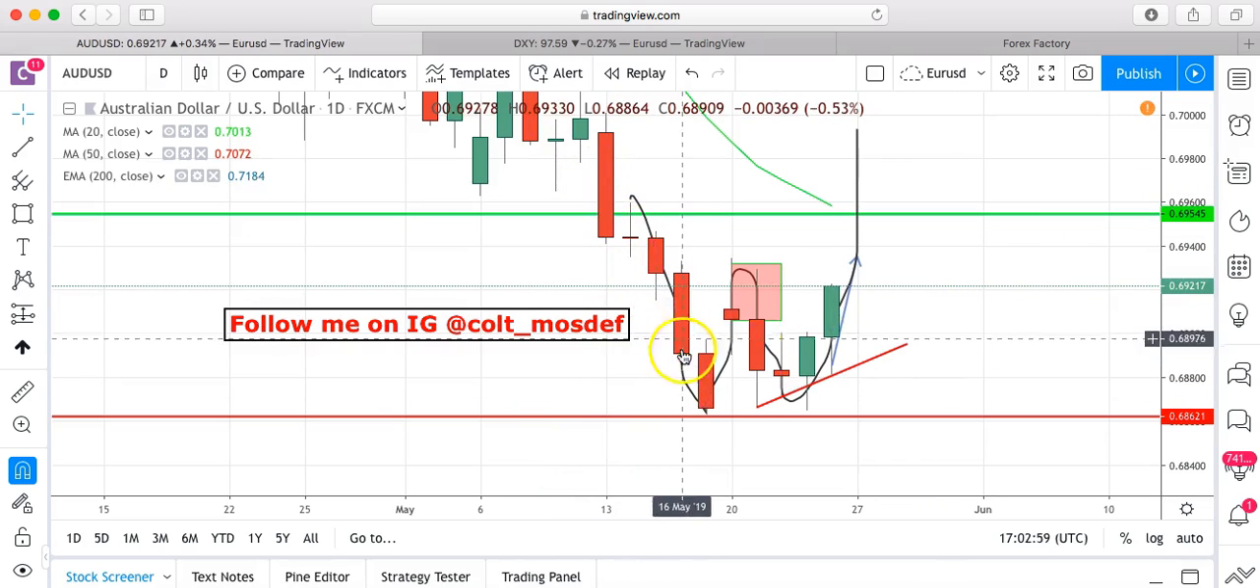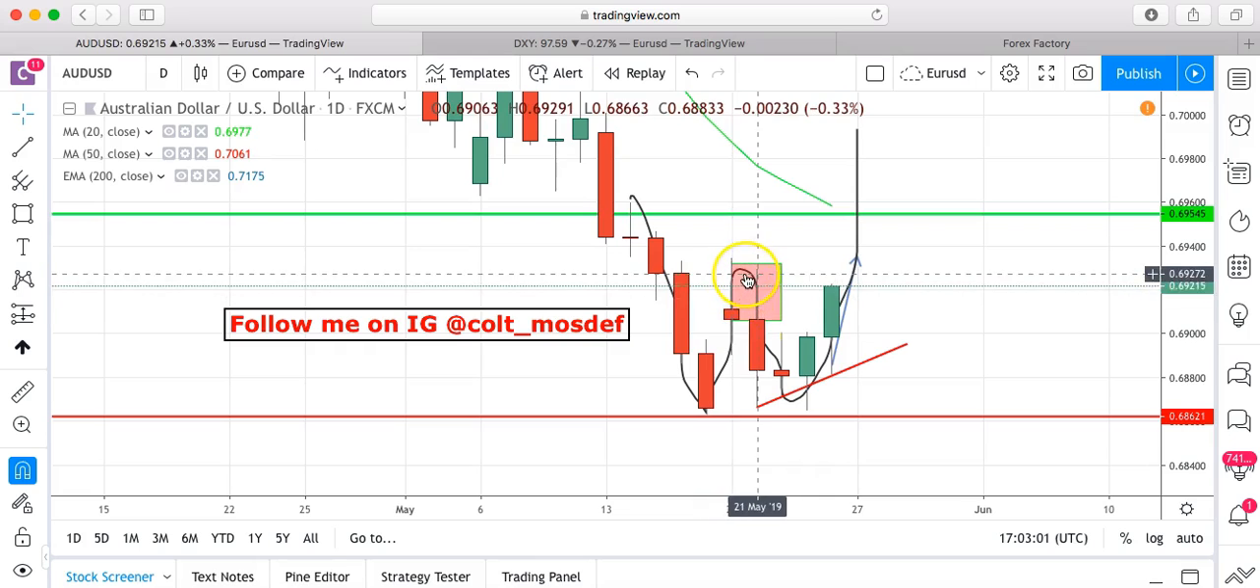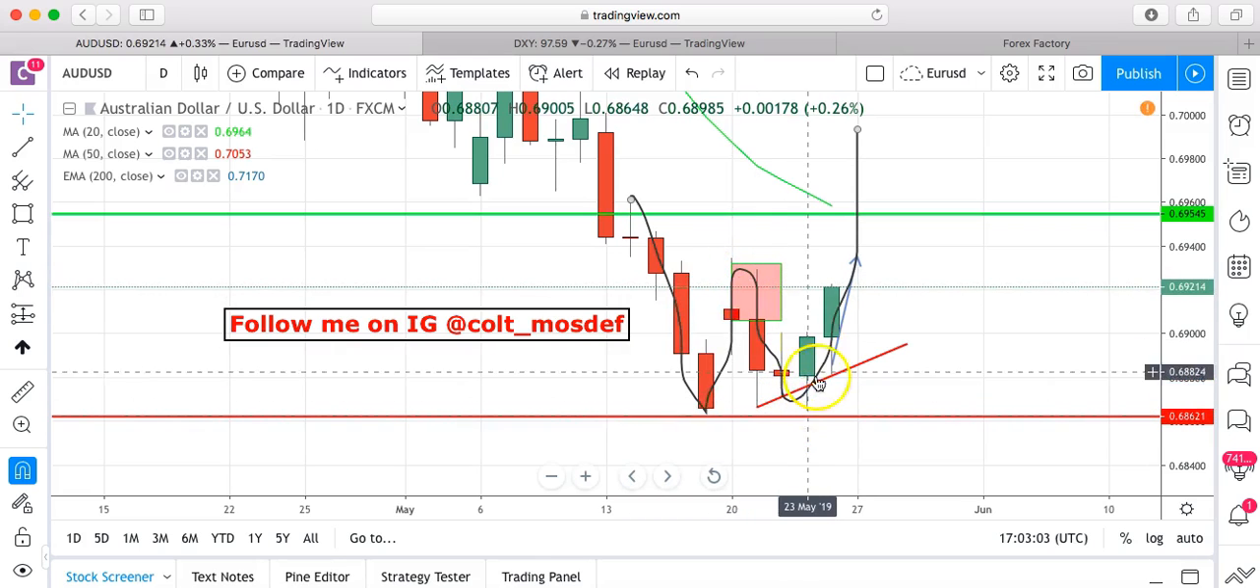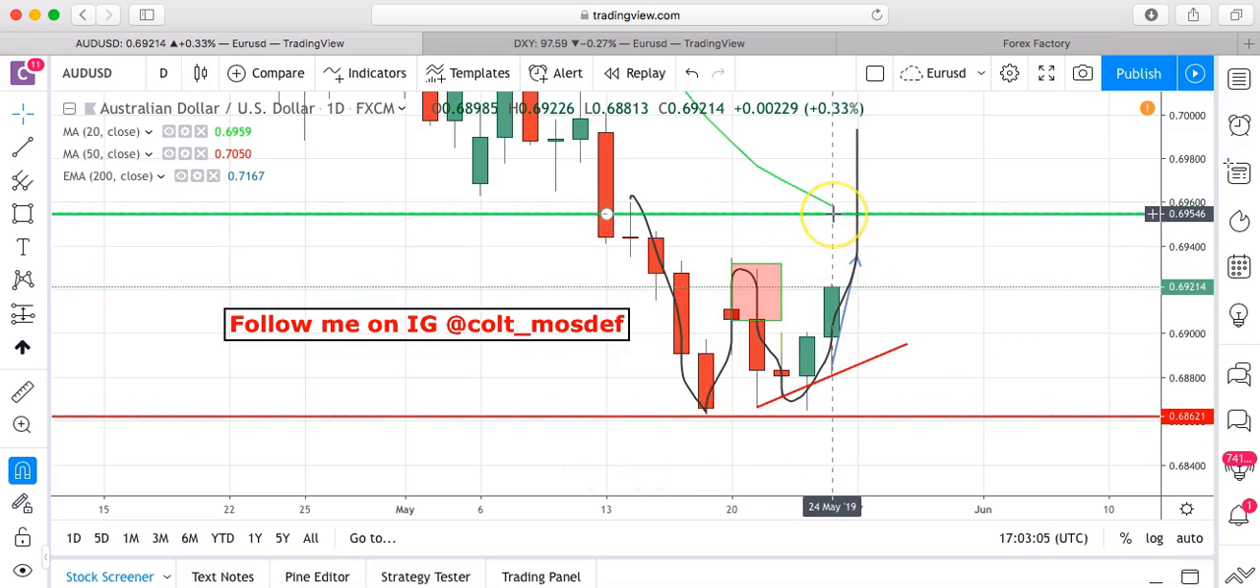We had our W pattern right here. It came to support, to resistance, back down to support, and now we're looking to break new resistance levels and probably close around our 20 length moving average at the 69550 level. That's where I expect the market to go.